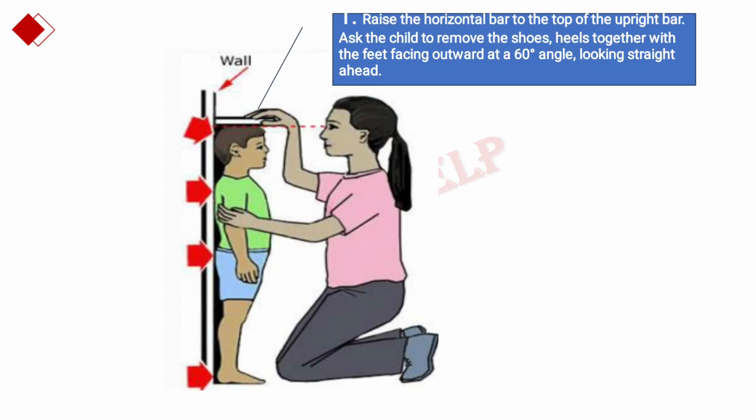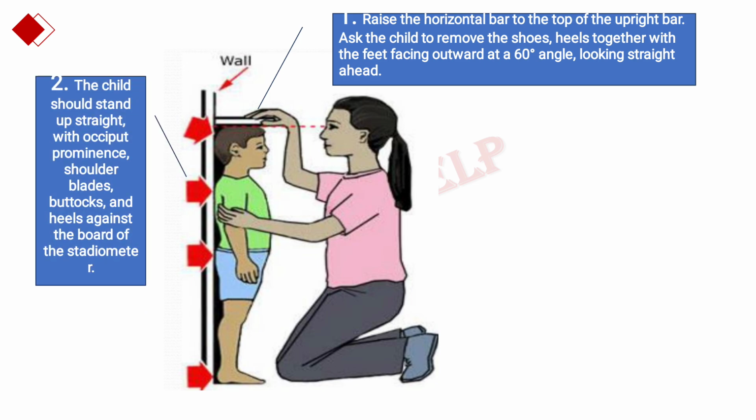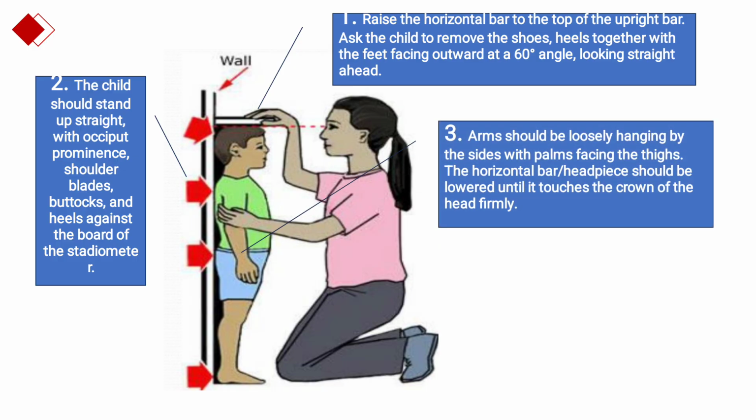These are the steps. We should raise the horizontal bar to the top of the upright bar. Ask the child to remove the shoes. Heels should be together with the feet facing outward at an angle of 60 degrees and the child should look straight ahead. The child should stand up straight with occipital prominence, shoulder blades, buttocks and heels against the board of the stadiometer. Finally, the arms should be loosely hanging by the side with palms facing the thighs.